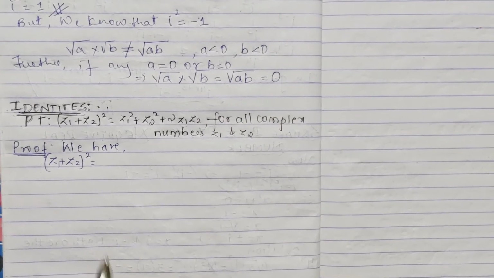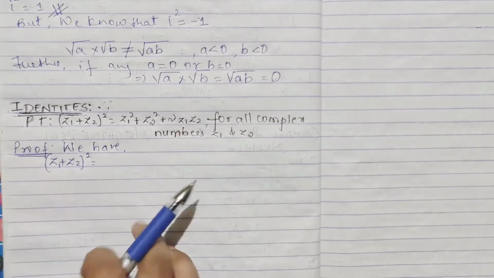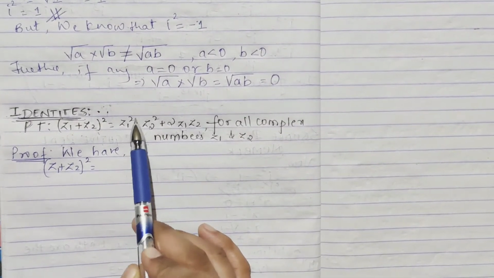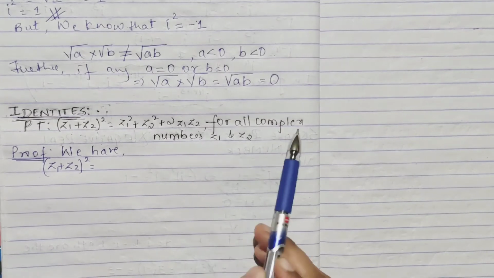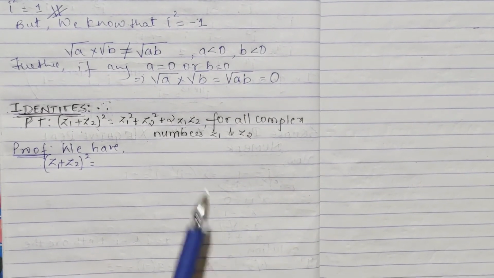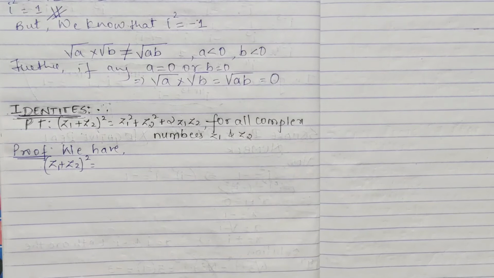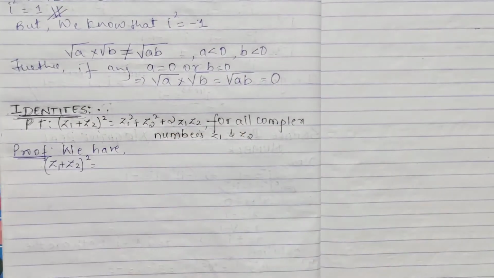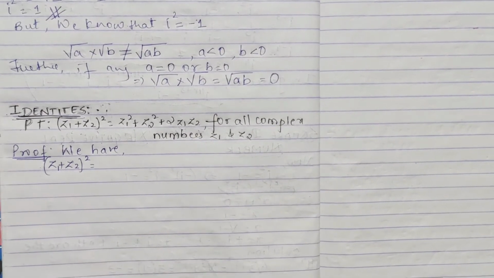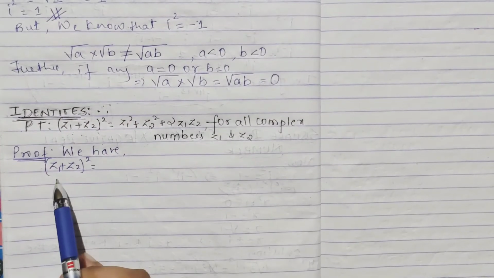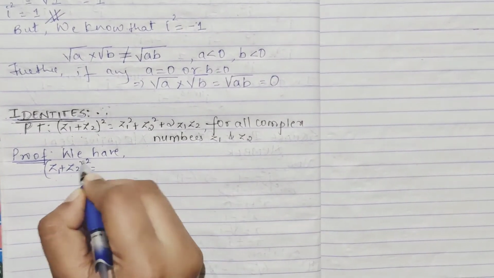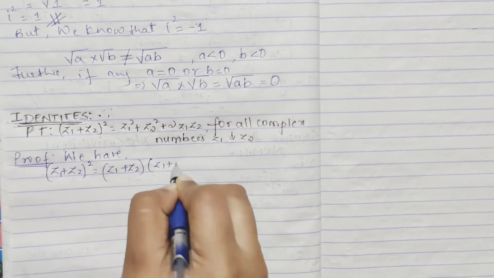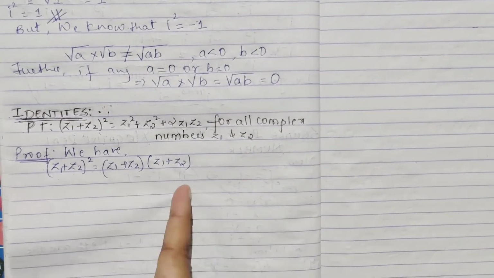So you have your identities. The first one I'll show; similarly, you have to do the others. They are telling us to prove that z1 plus z2 the whole square is equal to z1 square plus z2 square plus 2 z1 z2 for all complex numbers z1 and z2. Remember, we are studying complex numbers. Even for real numbers we study a plus b the whole square, and the same holds for complex numbers. So we consider our left hand side, that is z1 plus z2 whole square. How can I write it? It is a square, so I can write z1 plus z2 into z1 plus z2.